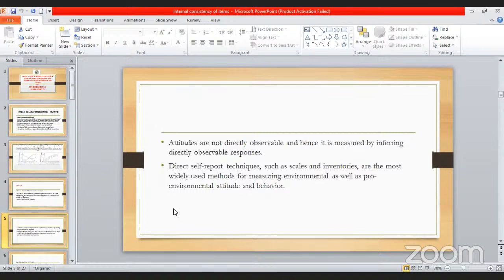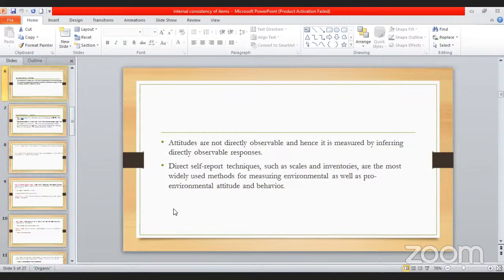In the case of attitudes, attitudes are not directly observable, so we use scales to measure them through observable responses. Direct self-report techniques such as scales or inventories are the most widely used methods for measuring environmental as well as pro-environmental attitude and behavior. You might be confused about what environmental and pro-environmental attitude are. We are going to explain it using examples. Next.